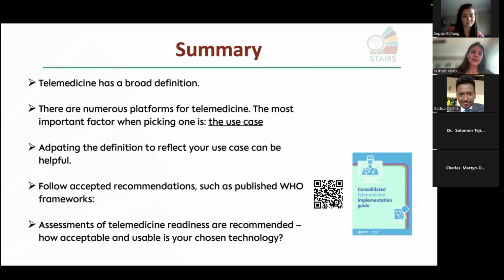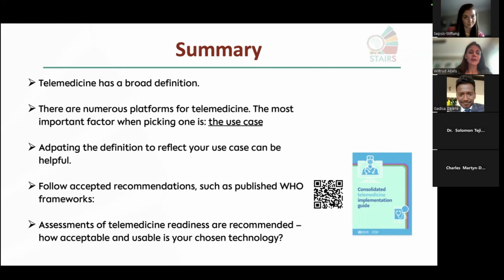I always give the recommendation to adapt the official definition of telemedicine given out by WHO, play a little with the words and adapt the definition to reflect your own use case. This can be very helpful as a step on the way to finding your use case and to finding the way that telemedicine will work for you. I very much recommend to follow accepted published recommendations, such as the WHO frameworks, like the Consolidated Telemedicine Implementation Guide. There's a QR code that links to it.